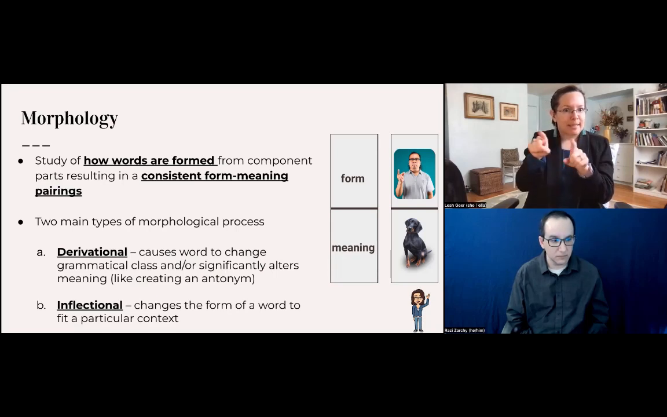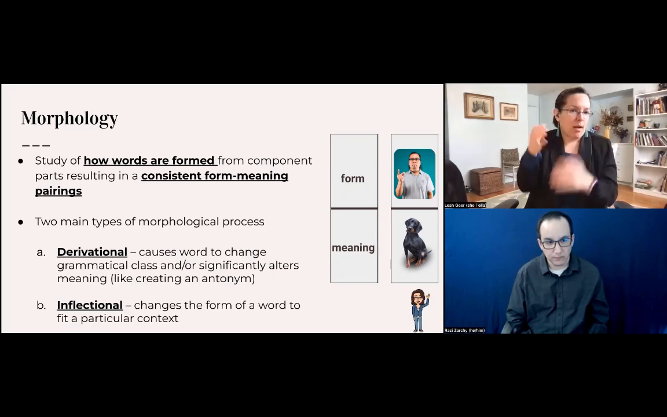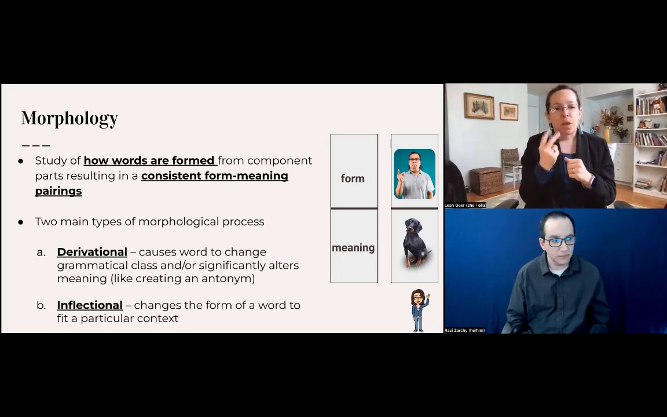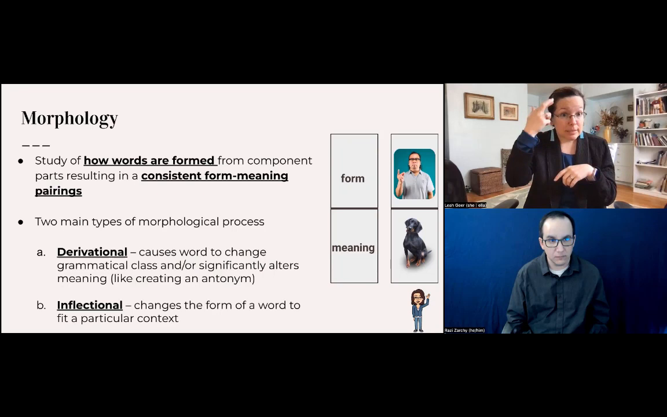As a baby hears or sees the same word, the same sign again and again within a particular context, this will create that form meaning pair for them, by which they'll then file that into their lexicon as something they understand how to both receive and to express, to produce by sign, by speech, whatever it may be. So it's a very active process that the brain goes through to create these form meaning pairs. For us today, we're going to look into two main types of morphological processes, one of which is derivational.